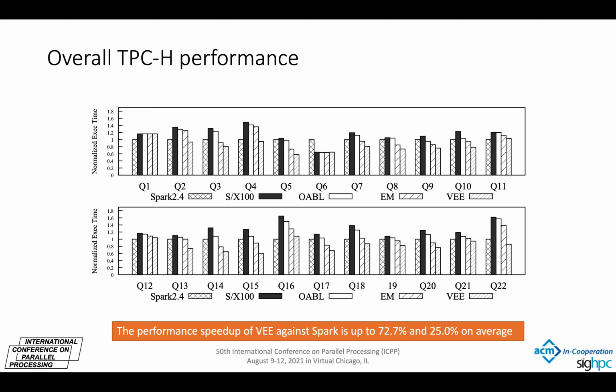And this is the overall TPC-H performance. We witnessed that the performance speedup of V against Spark is up to 72.7% and 25% on average. That's all.